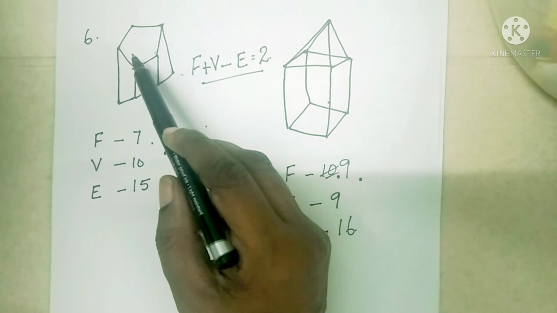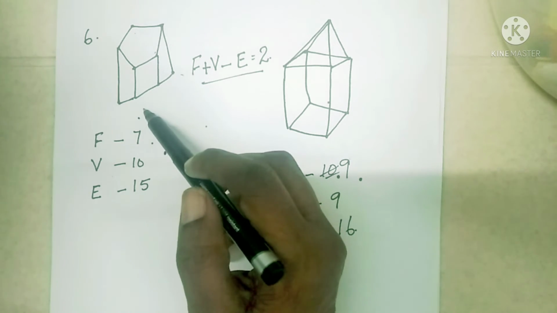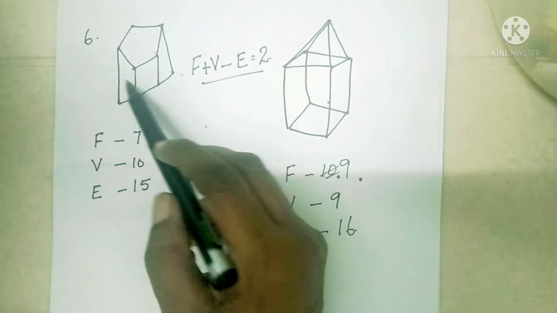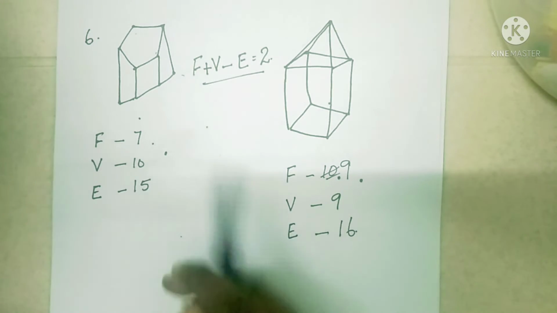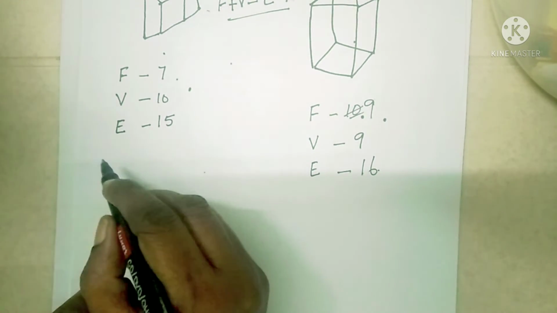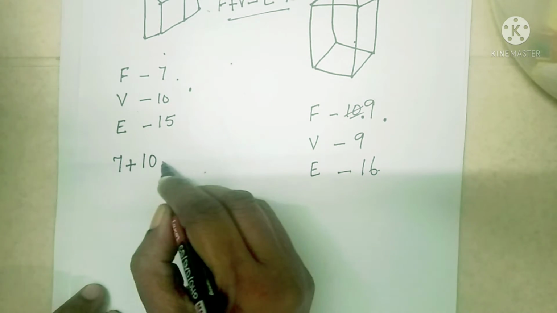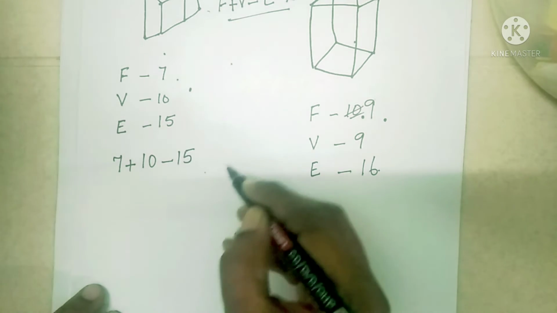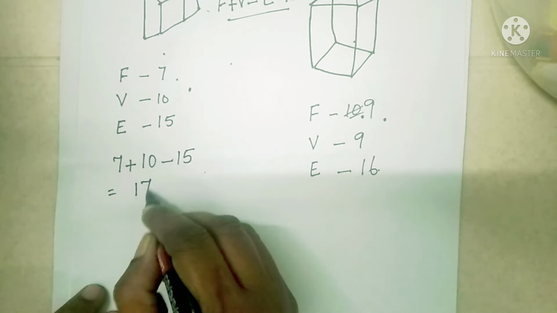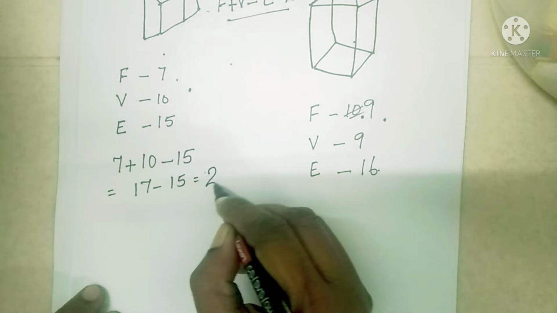Now how to find the edges? You see here on the top you have 5 edges, the bottom also you will have 5 edges, and on the sides also 5. So total 15 edges. Now let us substitute it. F means 7 plus V means 10 minus 15. So what do you get? 17 minus 15, which is equal to 2.